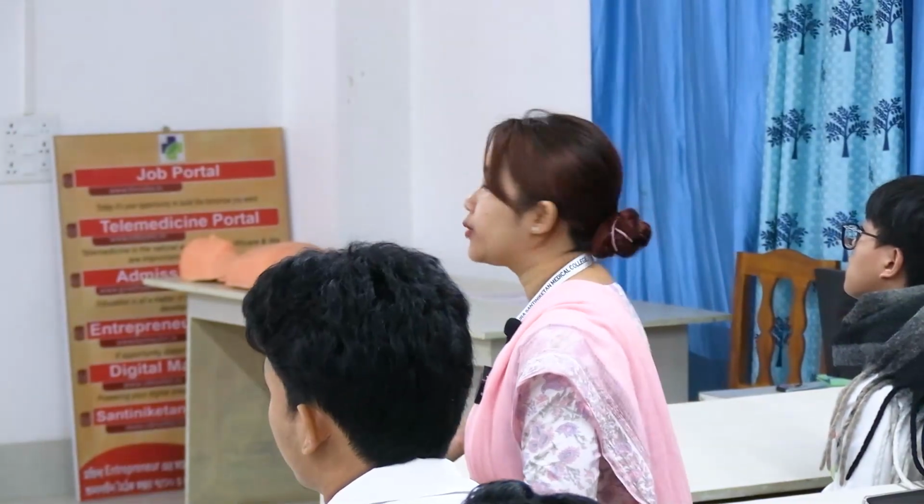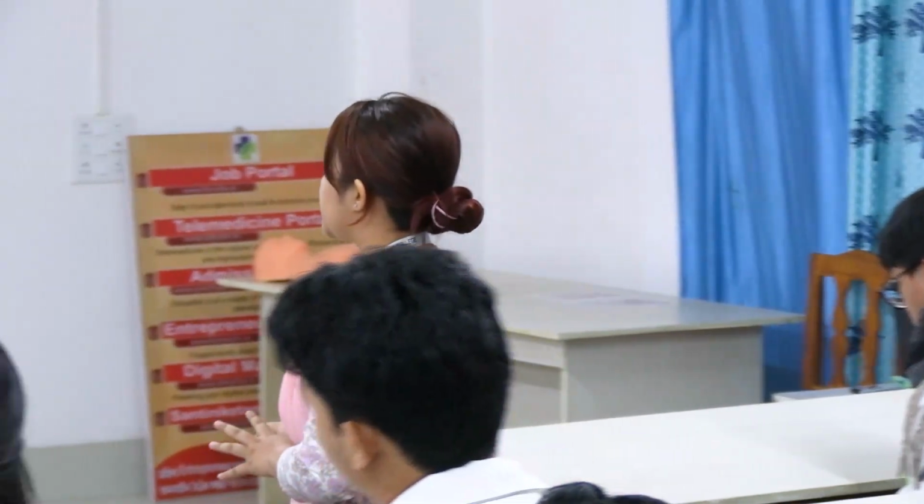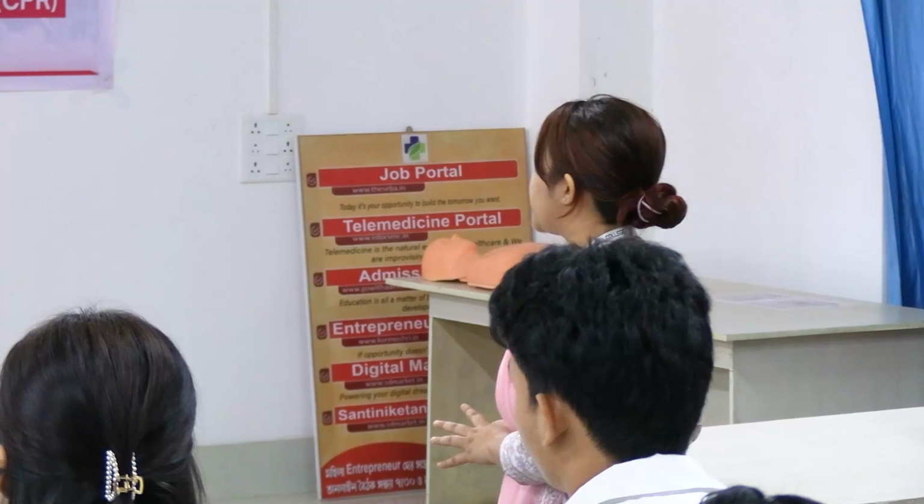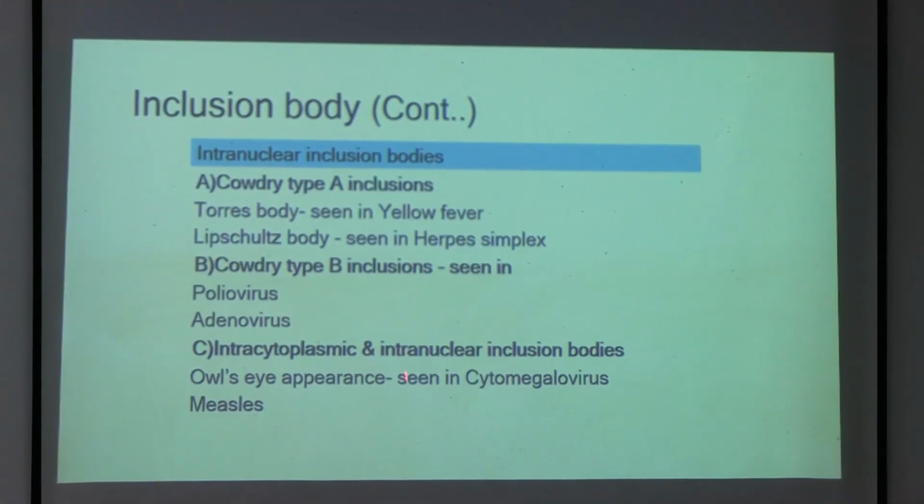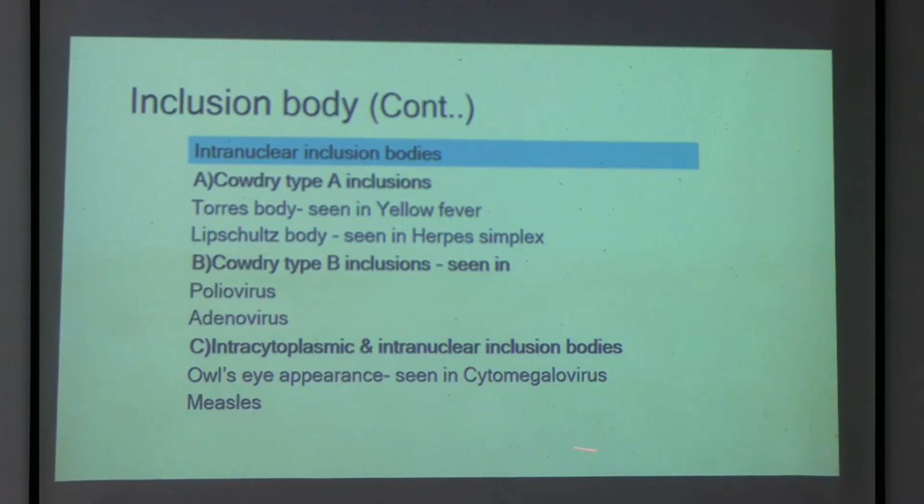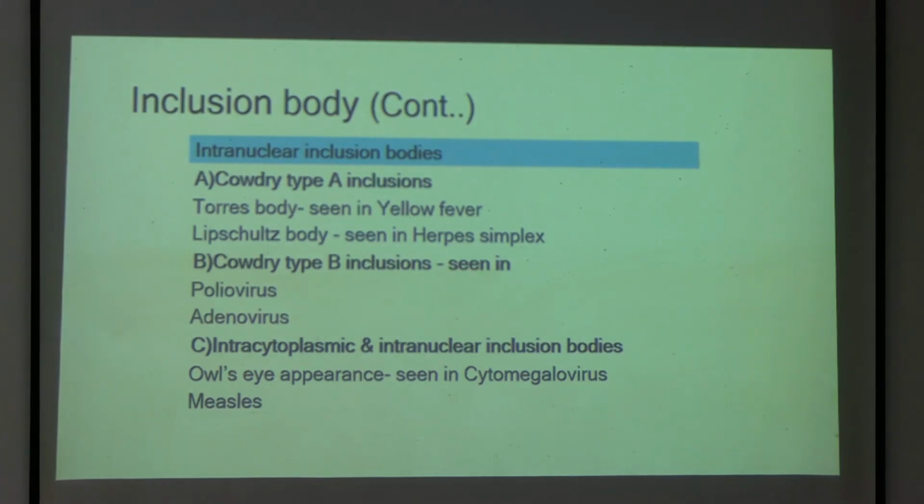These are intranuclear inclusion bodies. They can be divided into Cowdry type A and type B, and intracytoplasmic and intranuclear inclusion bodies. The owl-eye appearance is seen in cytomegalovirus and in measles as well. Clear?